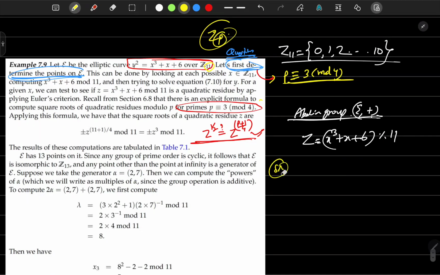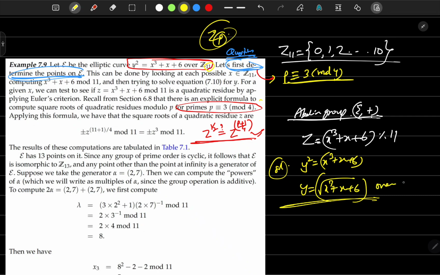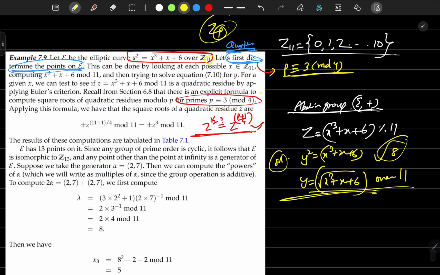What is the solution? Tell me. Basically we have y square equals x cube plus x plus 6. So at the end of the day we have to find the square root of x cube plus x plus 6, modulo 11. But how will you do it? This is the question. I mean, if I give root 8, I can compute it as 2 root 2 and tell the value. But without computing the root, is there any method? Yes, there is a method.